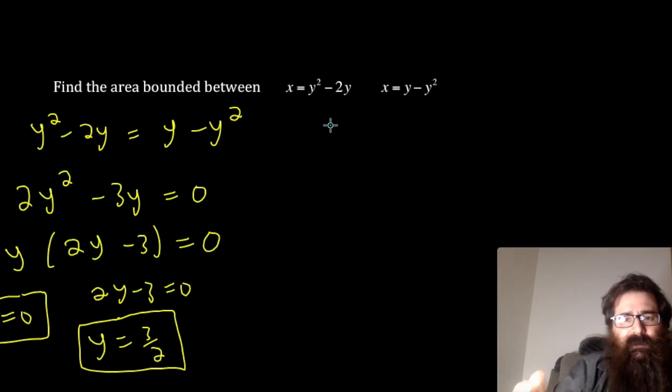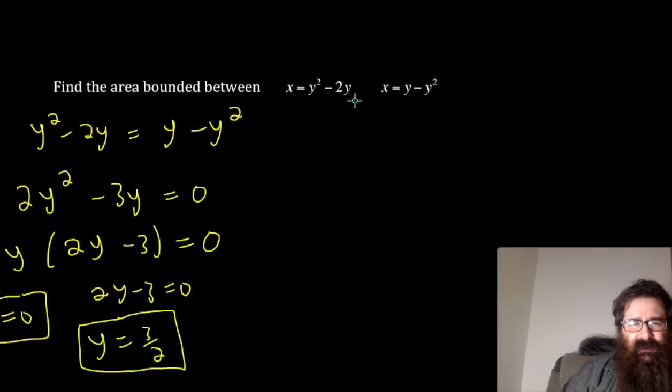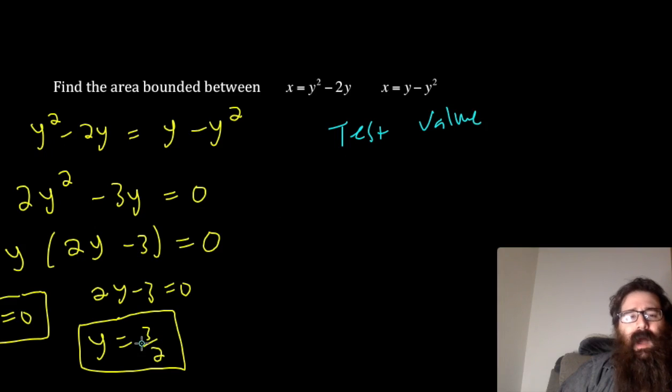I think test values will make maybe a bit more sense here, but let's talk a bit further about it afterwards. Test value, I want to be picking y. I'm treating y as my input in this case, as sort of the independent variable, which is a bit of a role reversal. But I want to pick a value between 0 and 3 halves. I would say 1. Let me pick y equals 1 and see what happens.